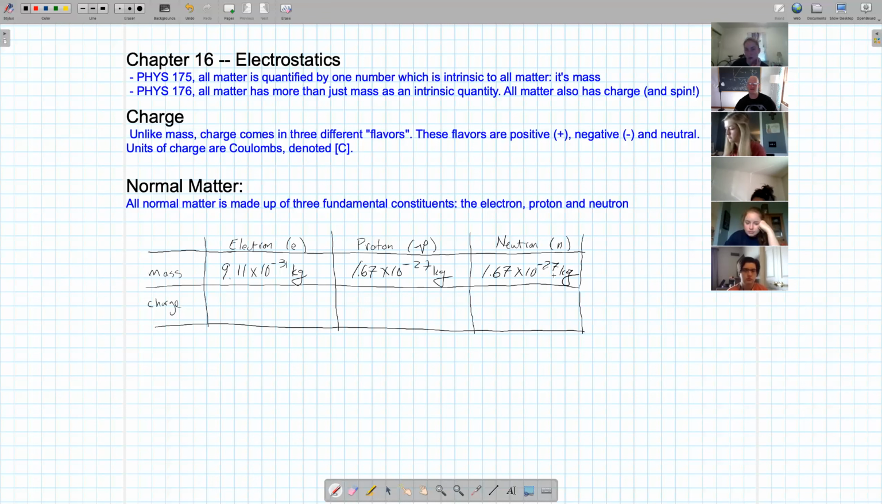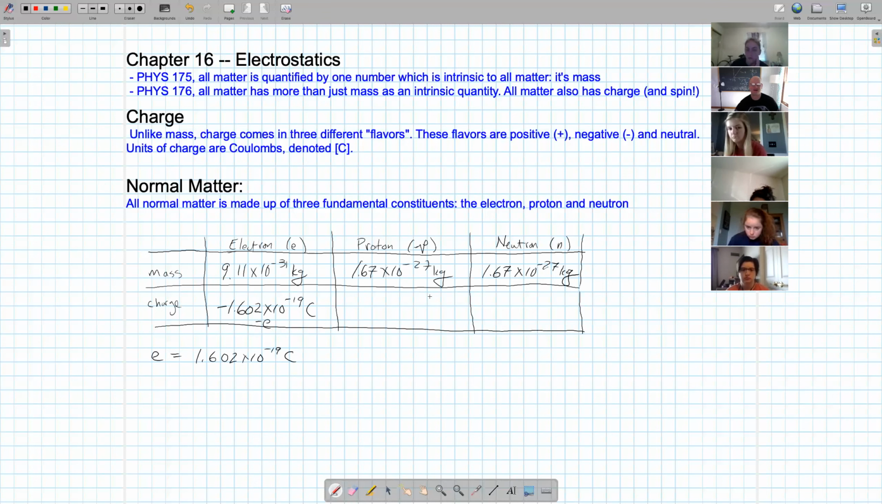How about this? Anybody remember if it's positive or negative? -1. -1 in a particular unit, but we'll get there. So in the fundamental units, it's negative 1.602 times 10 to the minus 19 coulombs. Or what Callie's thinking of is what we just call E, and we'll get there in a second. So E is what's known as the fundamental charge, which is 1.602 times 10 to the minus 19 coulombs. So in terms of the fundamental units, Callie's right, this is -1e.